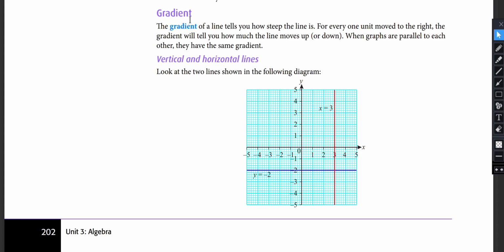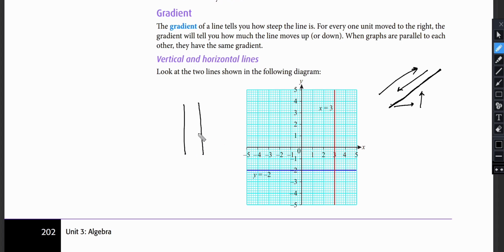So we have to continue with exercise 10.2 now. Firstly, we have to look at what a gradient is. A gradient tells you how steep a line is. If a line is like this, the gradient will tell you how steep it is, and whether it is going towards the right, moving upwards or downwards, and how exactly it is moving.